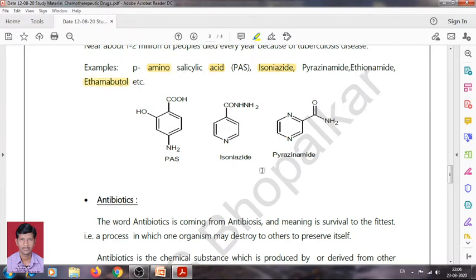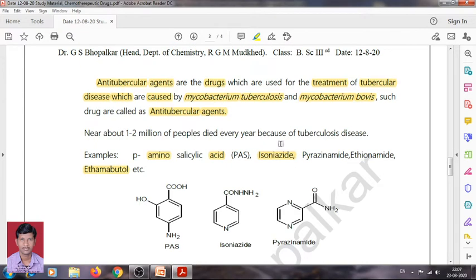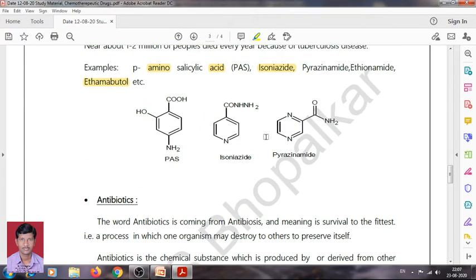These are the examples of anti-tubercular drugs, that is PAS, para-aminosalicylic acid. Isoniazid, this is the structure of isoniazid. This is the structure of pyrazinamide. Now this is about the anti-tubercular agent.